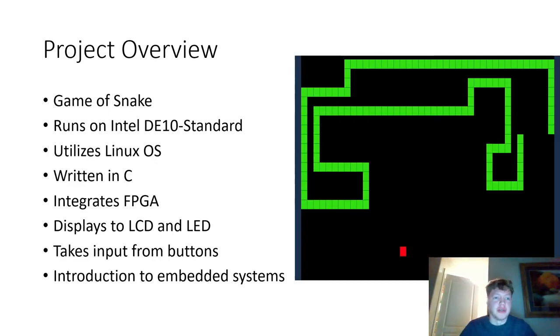So for a project overview, the original idea was to have a game of Snake. If you don't know what that is, it's a very old computer game where you have a three-segmented snake that you start out with, and you can control which direction it goes, and it works in a square grid, and there's going to be a piece of food on the screen, and so your goal is to operate the snake to get to that piece of food and consume it, which will make you one segment longer.